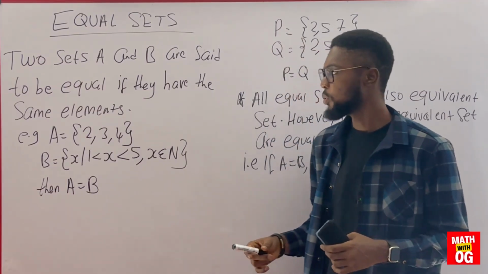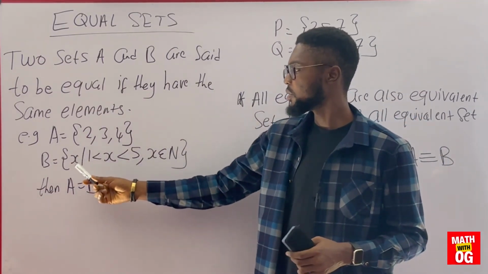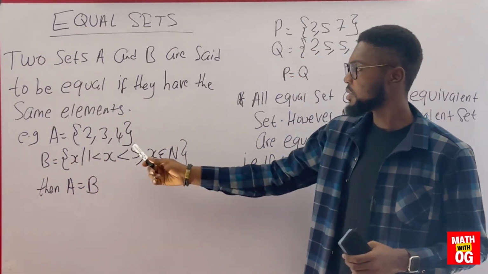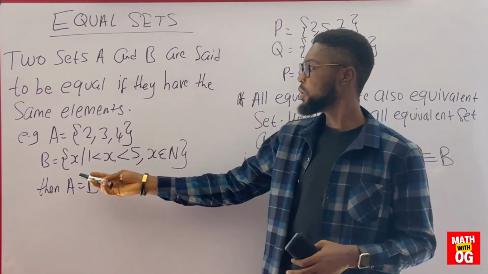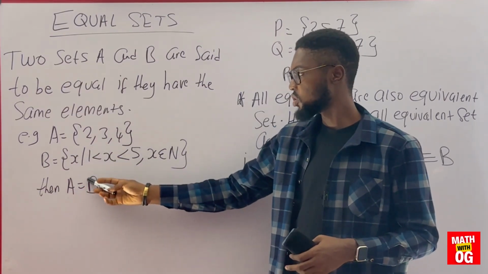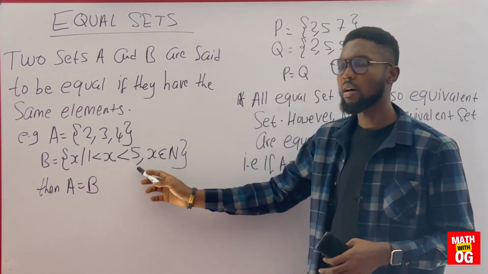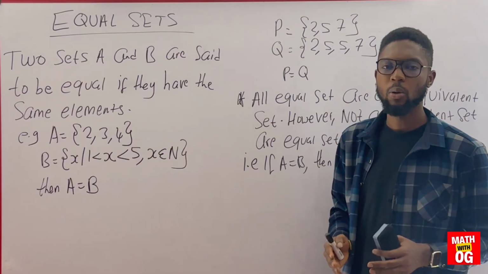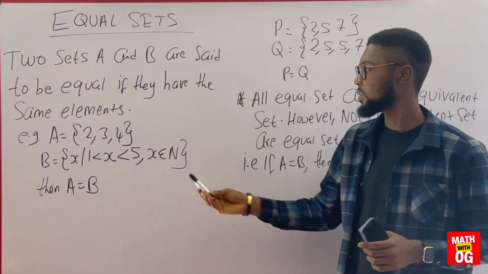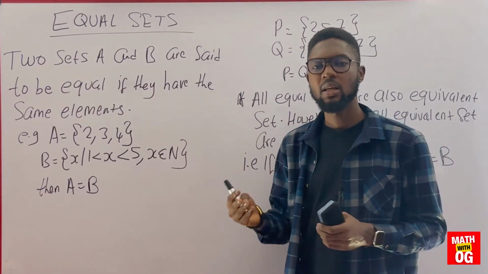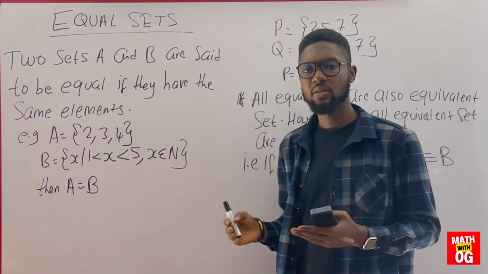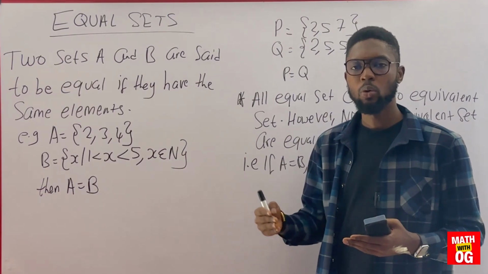Now let's see an example. Set A is a set containing 2, 3, 4. This is written under your roster method. Now set B is equal to x such that 1 is less than x less than 5. That means x is a number between 1 and 5. Not only that, x is an element of natural numbers. That means x is an element of positive integers, that is, positive whole numbers.